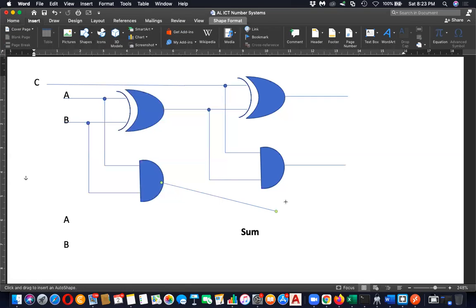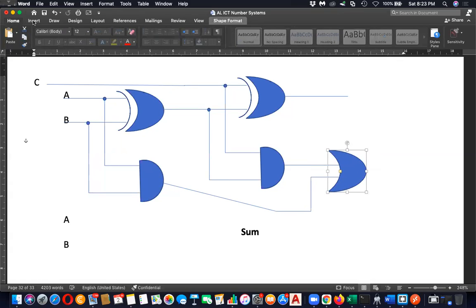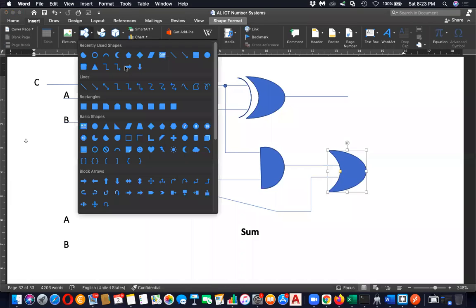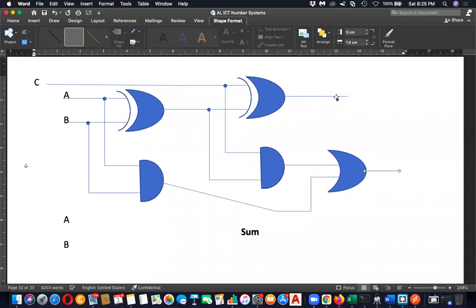Let me use this one. You can combine both remainders by using OR logic. This is the final remainder. This is how you combine two gates.